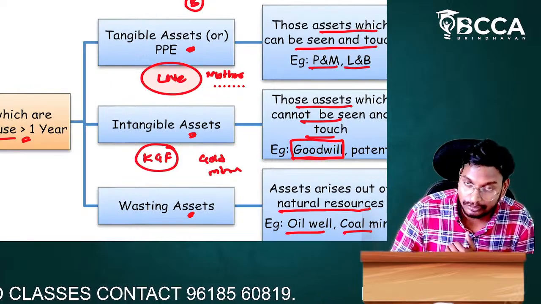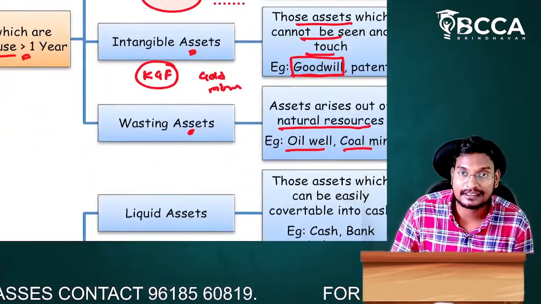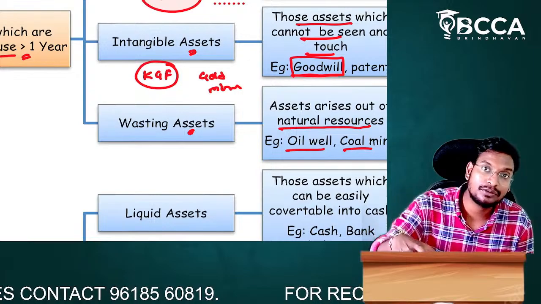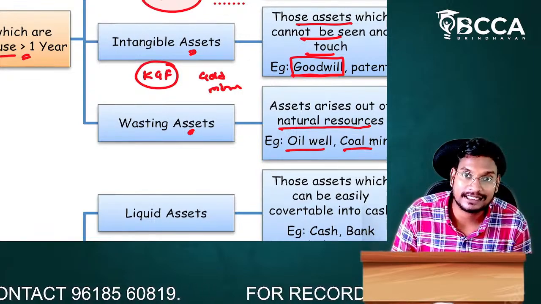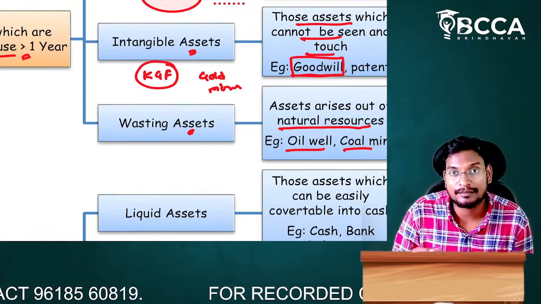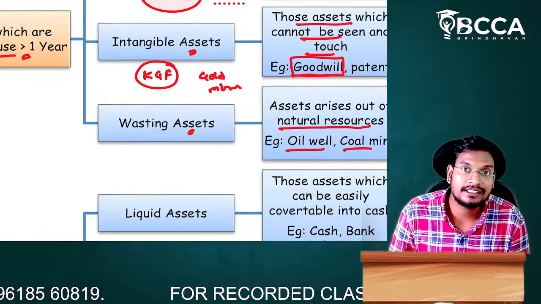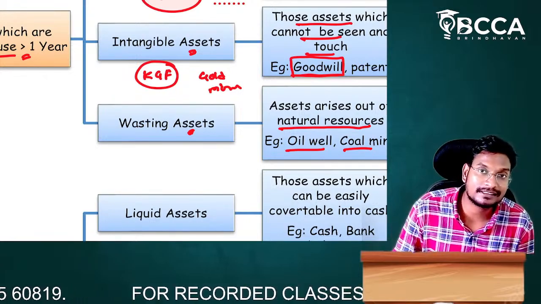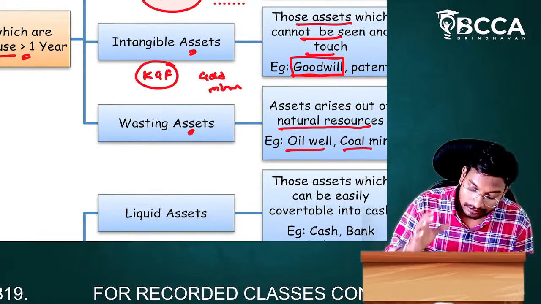Example: goodwill. Next one, wasting assets means the assets which are related to nature. Because of this wasting asset, the benefit is also more than 1 year. So it is classified as a non-current asset.